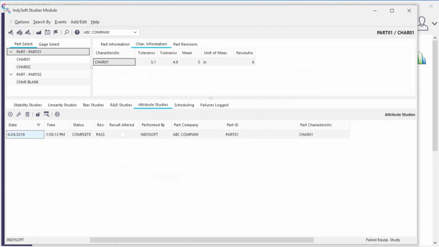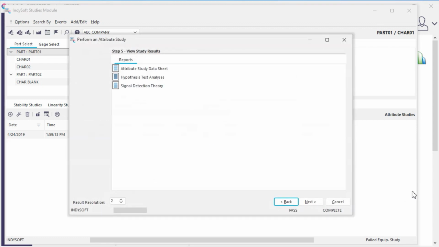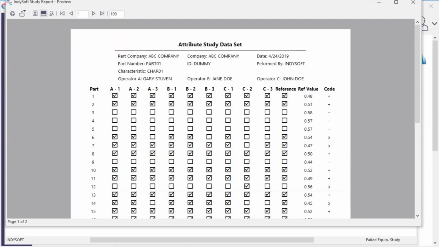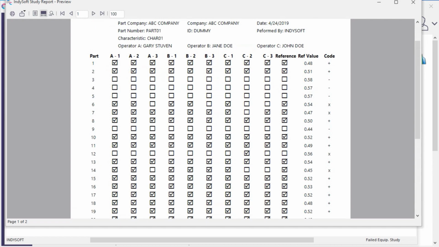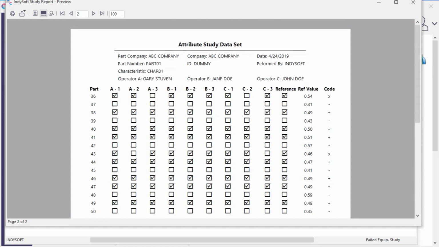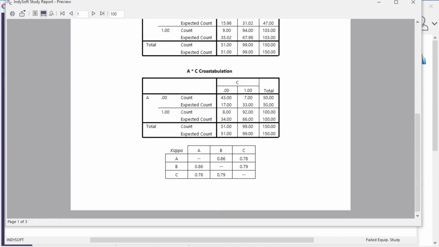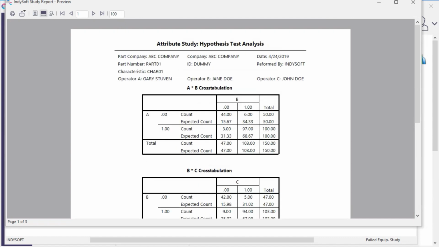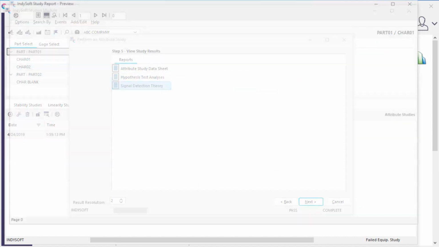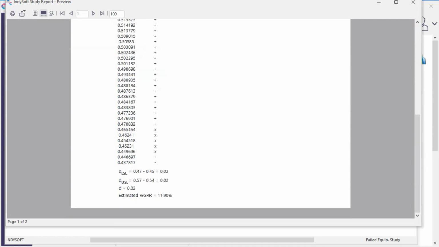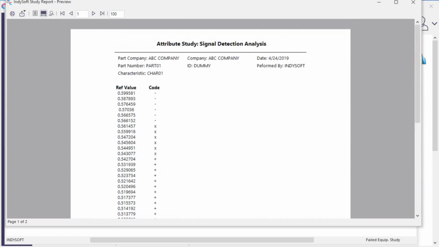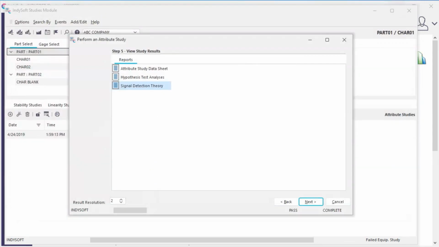Finally, we have attribute studies. These are used for doing go, no-go analysis, such as for plug gauges. Here you can have a reference value which helps give you further analysis, but it's just, is this a go, is this a no-go? Then you've got all of your raw data here, and various cross-tabulation analysis to figure out more information on what's going on and whether things seem to be behaving well. All of these reports are defined in the MSA and explained in detail there.